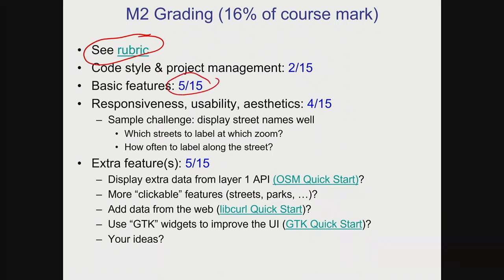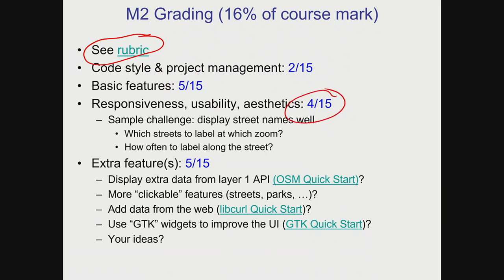5 marks come from basic features. Basic features is, can you do all the things I mentioned? Can I click on an intersection and it's highlighted? Did you draw all the streets? Did you draw them correctly? When I type in the names of two streets, or part of the names of two streets, can you go find the intersection where they intersect? So did you do all of that?